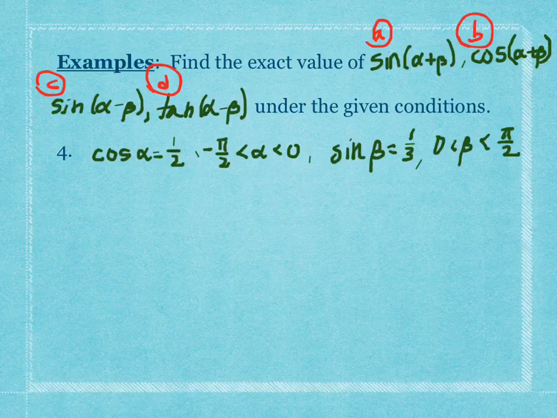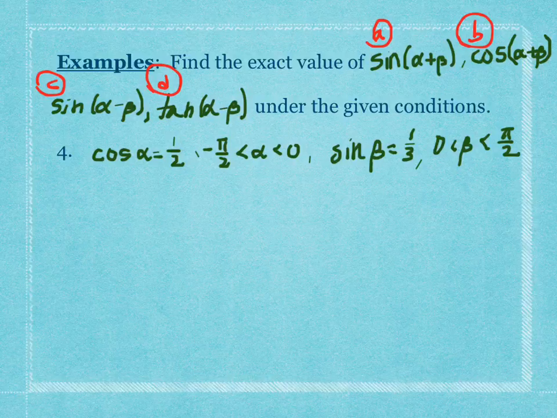It's telling you that the sine of beta is 1/3, and that beta is in the quadrant associated with the angles from 0 to pi halves. So the first thing I want us to do is to identify in our minds which quadrants we're in. Alpha. What quadrant is alpha in? 4. That is 4, right? So this right here tells me I'm in quadrant 4.